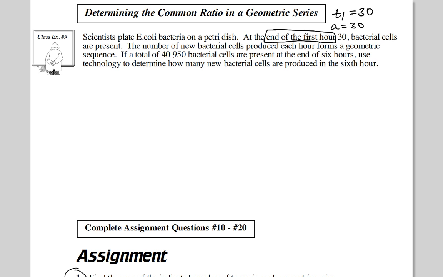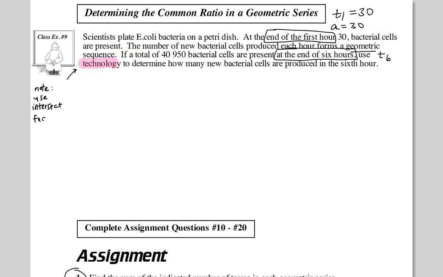At the end of 6, so what are we looking for? T6, right? At the end of the 6th hour. Use technology to determine how many new cells are produced in the 6th hour. Technology is your graphing calculator and the intersection feature. If you see that, use technology, let's write that in. Note: use intersect feature.